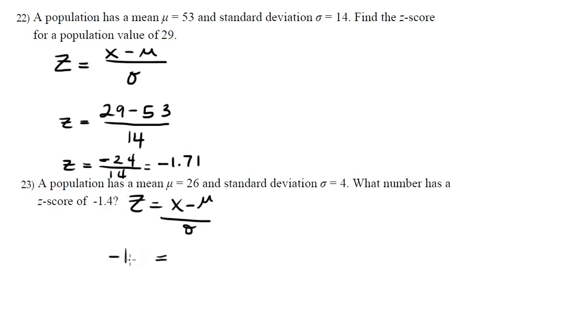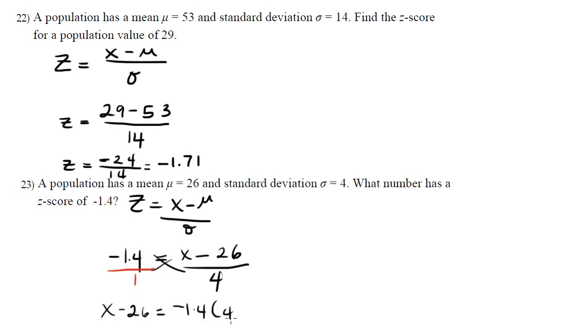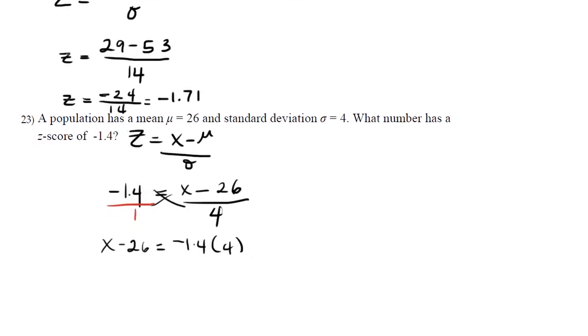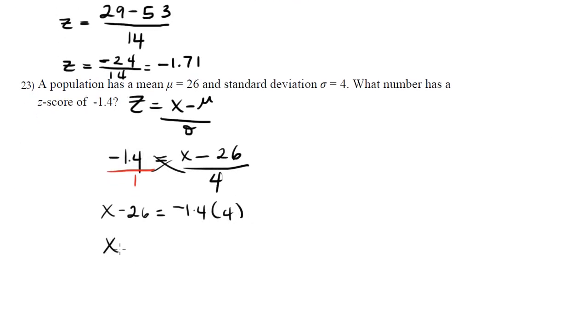So we know Z is negative 1.4. We don't know X. We know the mean is 26. And we know sigma, the standard deviation, is 4. So we're trying to solve for X in this case. So I think we should cross multiply. X minus 26 equals negative 1.4 times 4. So x minus 26 equals negative 5.6.